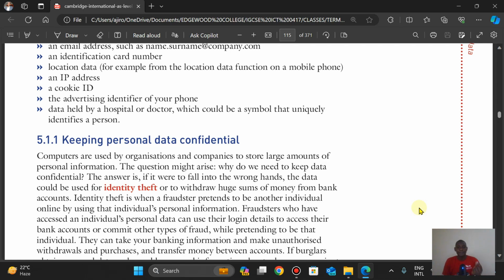Okay, so this is very, very important. Fraudsters who have access to an individual's personal data can use their login details to access their bank account or commit other types of fraud. I am also a victim of this. I've been robbed, and you're shocked. You're like, oh, but is the ICT guru? But most times they appear to be accounts that have been hacked that look like your relative's account, and they use those accounts to chat you up, and you feel that it's your relative, not knowing that it's a hacked account, and you have to be careful.